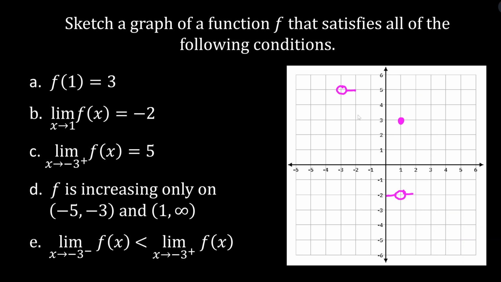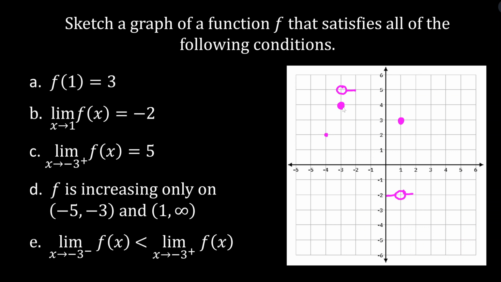The limit from the left has to be less. So I'm going to define it down here at 4 and just make that little jump. And what else are we told? Let's go back to that increasing part. F is increasing only from -5 to -3, so let me deal with that now.